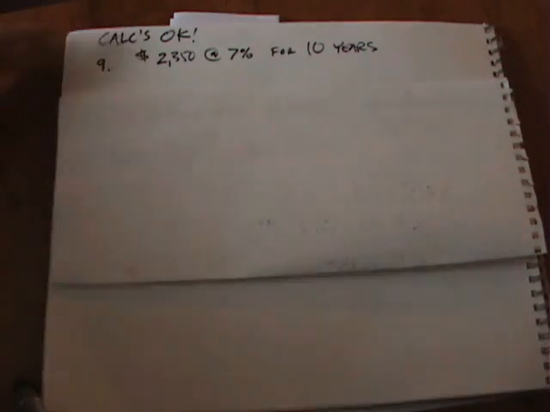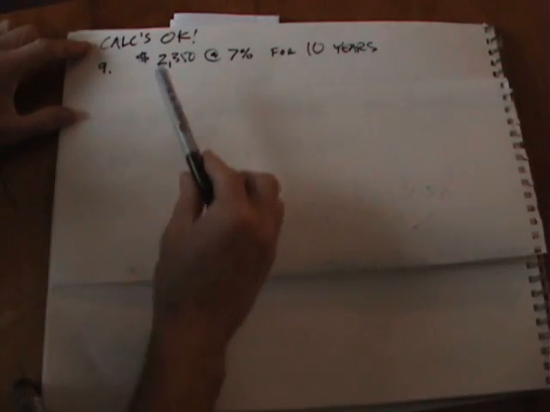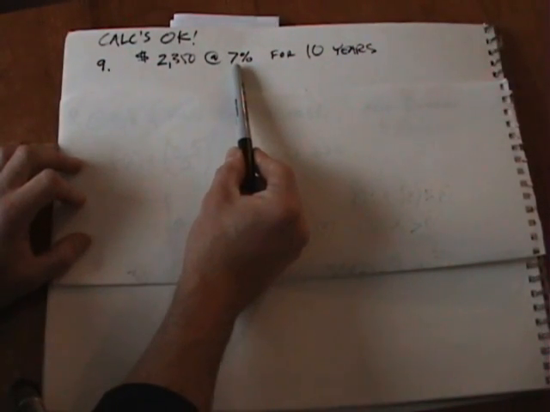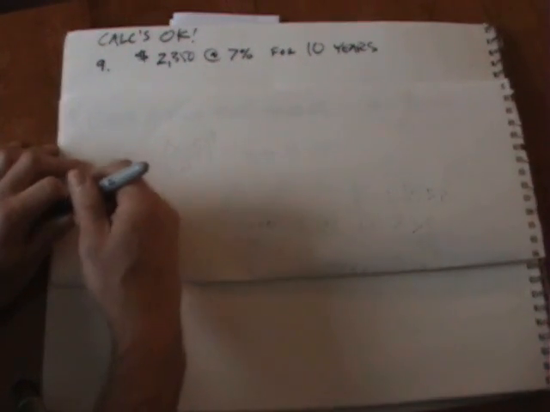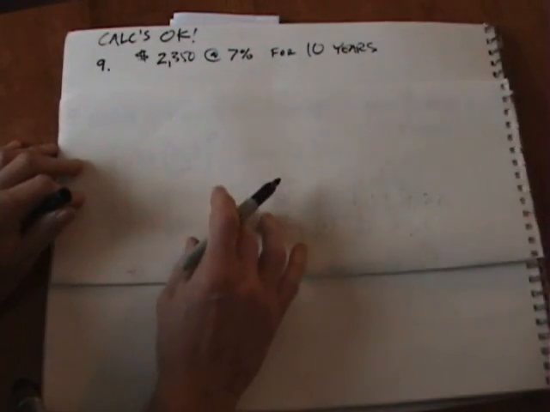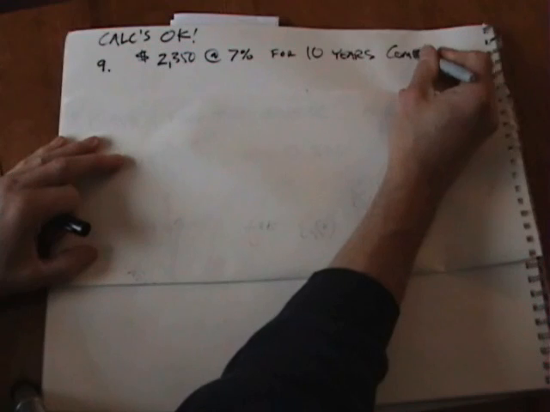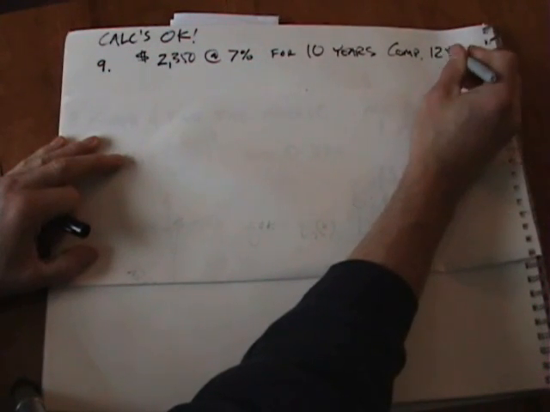Okay, we're on the calculators allowed page. We've got a problem where $2,350 is invested at 7% interest for 10 years. We just solved that by plugging it in. Oh, it's also compounded monthly. I didn't write that, but compounded 12 times a year.